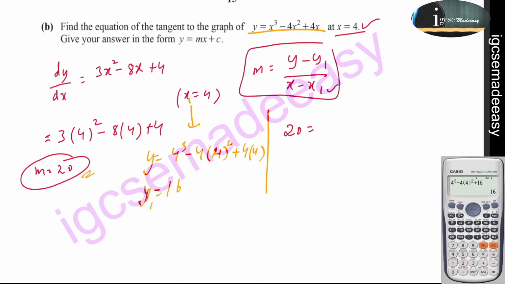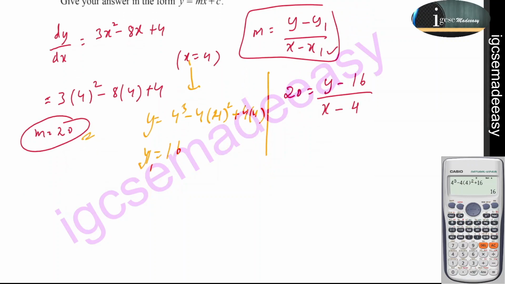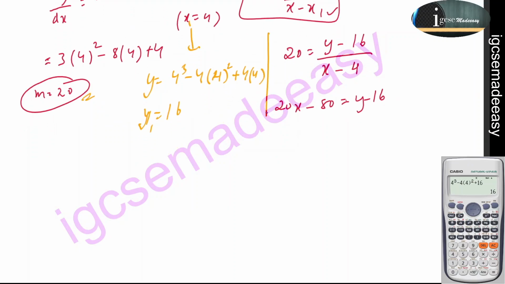So 20 equals y minus y1, which is 16, over x minus x1, which is 4, right? If we solve this by cross multiplying, it gives you 20x minus 80 equals y minus 16. Further, if I form this as the equation of a line, y equals 20x, then minus 80 plus 16, right?